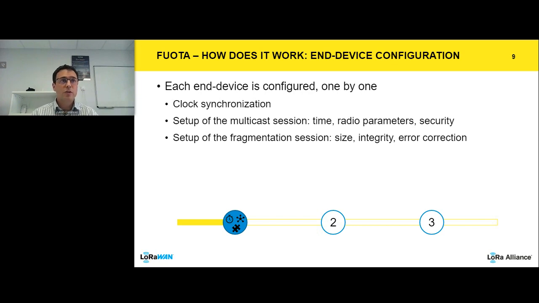And the fragmentation session, which is the second session we set up, tells the devices the size of the fragments they will receive, the size of the firmware file for instance, and some integrity elements, so that the device is able to tell at the end that the file is complete and without error. And of course, the error correction parameters: which algorithm we use for error correction, the number of fragments of redundancy, and so on. This first part is, as I said, sent one by one to each device.